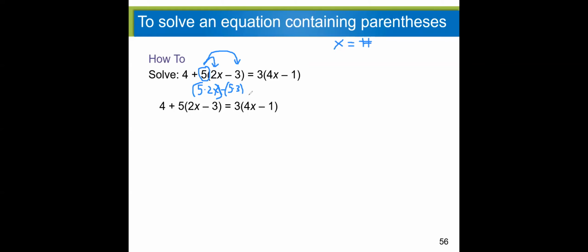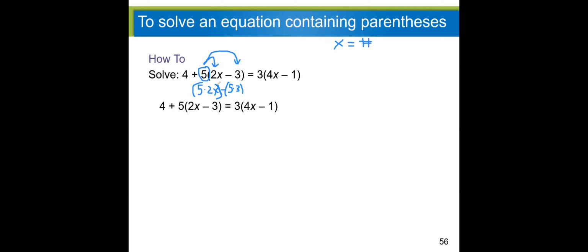And then when I solve these individual parts, I no longer have need for that parenthesis. I have gotten rid of the point of having parentheses in the first place. So how does that work in practice? Well, let's just keep running on this. 5 times 2x. Well, what does that mean?